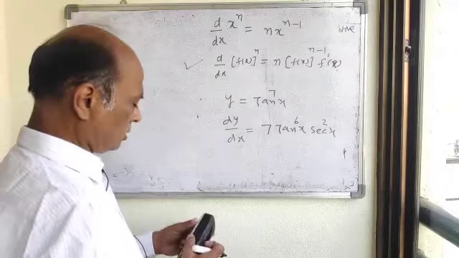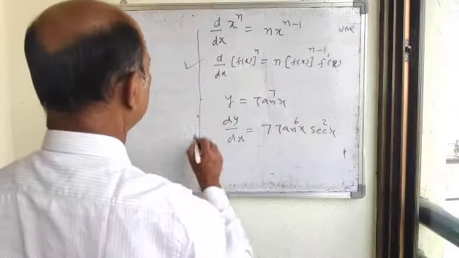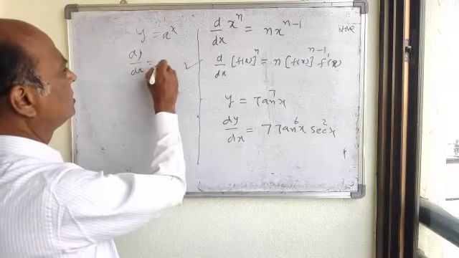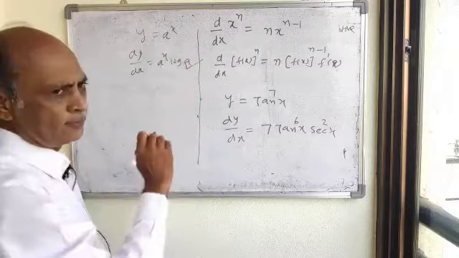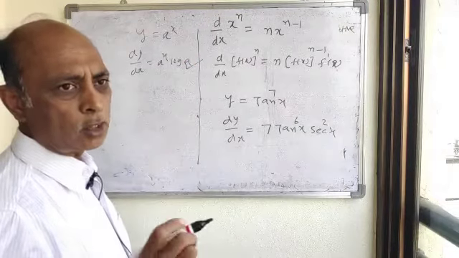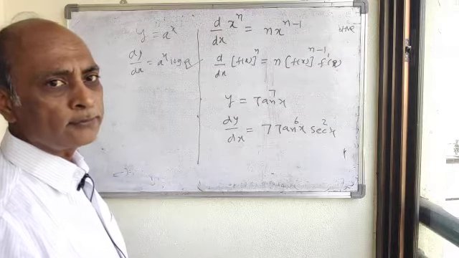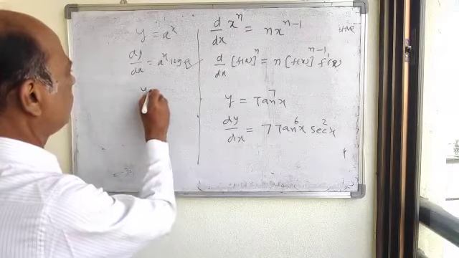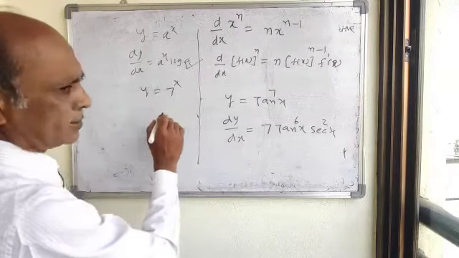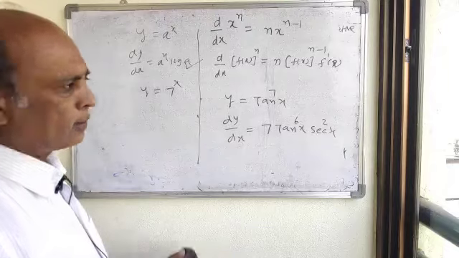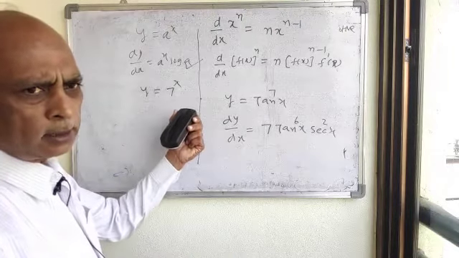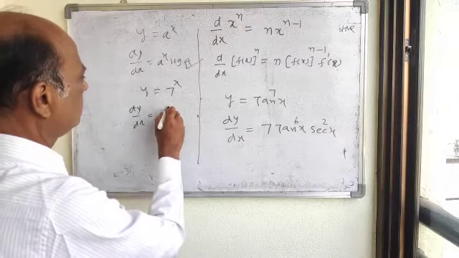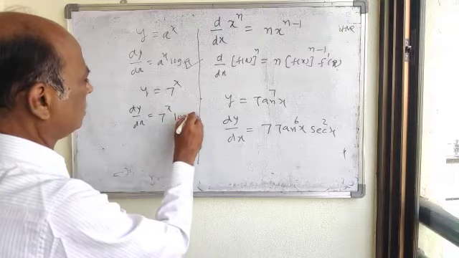So our second case, see, that is y is equal to a to the power x, then dy by dx is equal to a to the power x log a. This is a fundamental formula. See some special case. Suppose y is equal to 7 to the power x. Here you have to identify. Here base is constant, power is variable. So in this case, dy by dx is equal to 7 to the power x log 7.